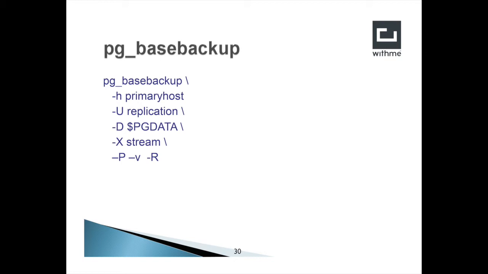There are a couple of other options instead of -x, but -p, what is -p? Progress meter. -v is verbose, -r is creating a recovery.conf file, I think, right? Normally, when you take a backup, you have to create it manually. If you do -r, it will create a recovery.conf file automatically.